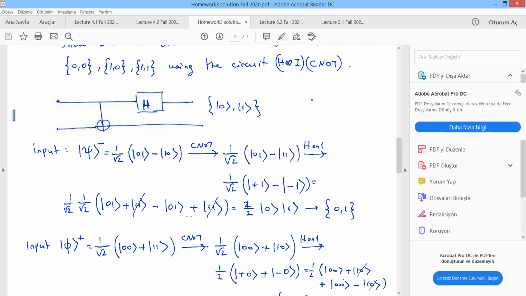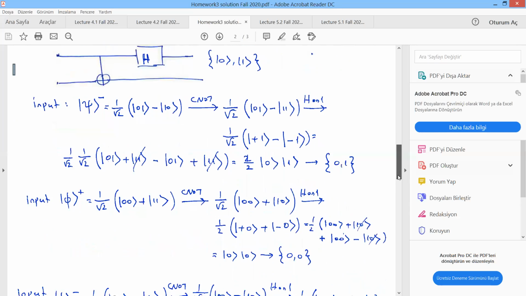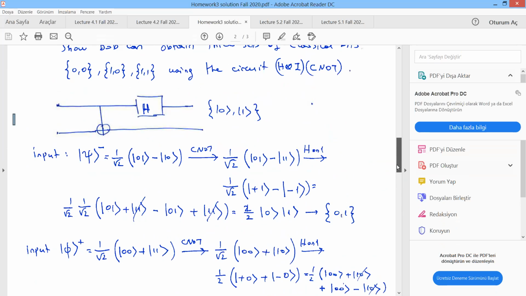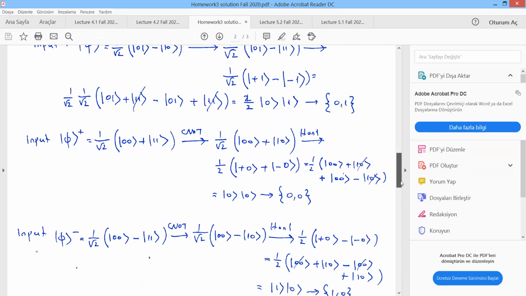These 0 1s cancel. These ket 1 1, these 2 states cancel, and these ket 0 1, they add up. So I have this ket 0 ket 1 state. In other words, I measure 0 and 1 in the standard basis. So if I have in the input the Bell state psi minus, in the output I have 0 1. Similarly, all the other Bell states are converted to the standard basis with this circuit.